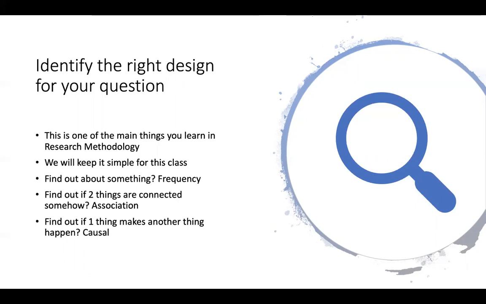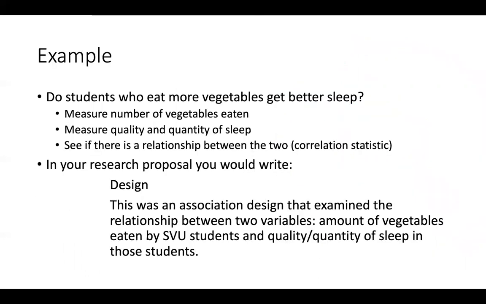If you want to find out about something like how many people like chocolate ice cream, that's a frequency study. If you want to find out if 2 things are connected somehow, that's an association study. And if you want to find out if one thing makes another thing happen, that is a causal study. I think you probably have all that pretty well in hand at this point. I think I've repeated it enough, right? So you have to come up with a question.